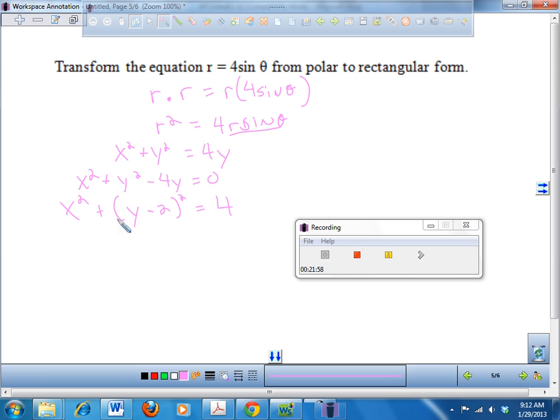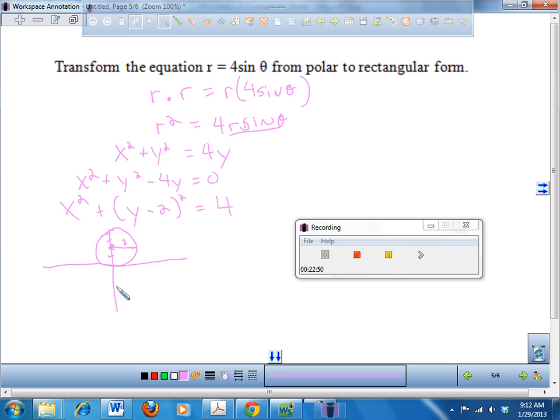Does anyone know what this is the equation of? x squared plus y squared equals something. Don't you remember? A what? Circle. A circle. That's an equation of a circle with a radius of square root of 4, which is 2, and a center at 0, 2. So this would be a circle that looked like this, like that, with a radius of 2.